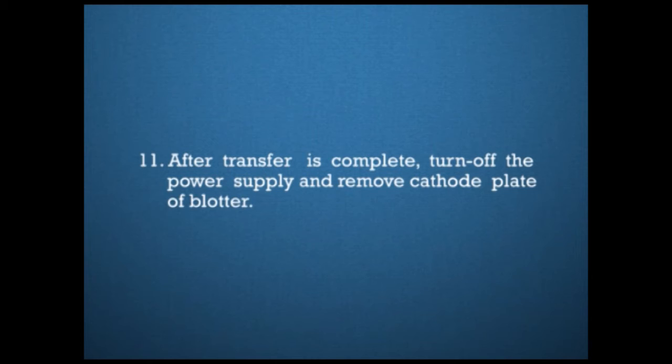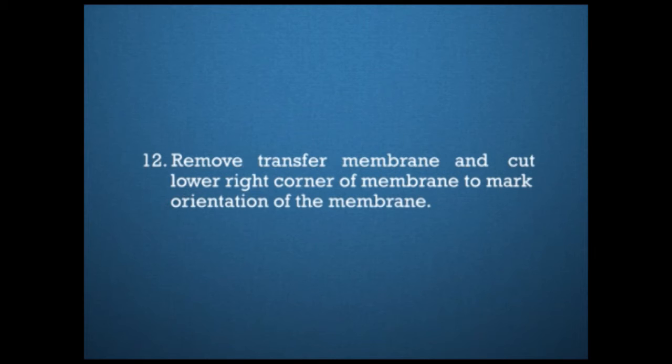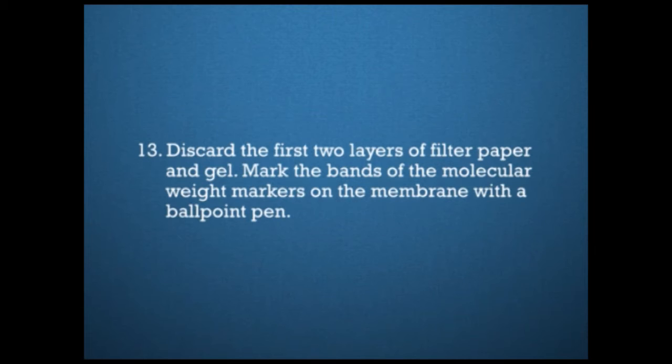Next, after transfer is complete, turn off the power supply and remove the cathode plate of the blotter. Next, remove the transfer membrane and cut the lower right corner of the membrane to mark its orientation. After this, discard the first 2 layers of the filter paper and the gel. Mark the bands of the molecular weight marker on the membrane with a ballpoint pen.